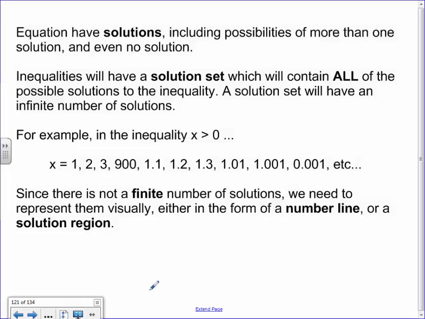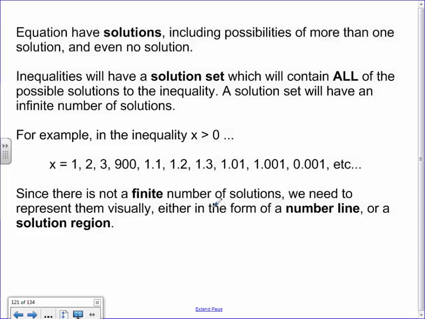Let me do the example here. Let's say I give you the inequality x being greater than 0. Well, what values of x are greater than 0? Well, there's so many, right? 1 is greater than 0. 2 is greater than 0, right? I mean, but you can get into the ridiculous. 900 is greater than 0. Decimal numbers, those are greater than 0. Does that make sense?